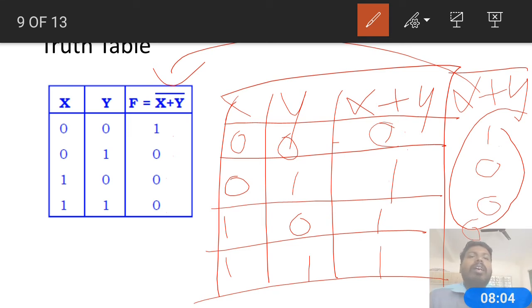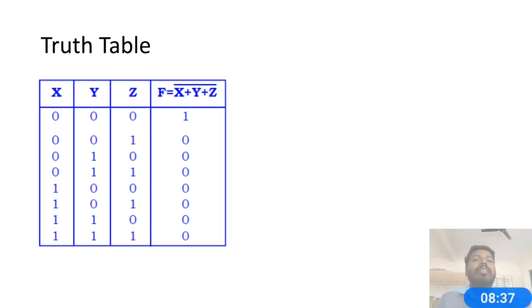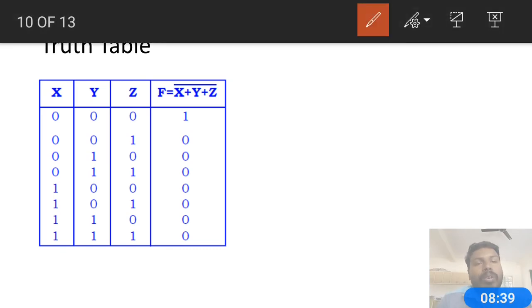How can we understand it? First we have to take the OR operation. So x plus y: 0 plus 0 is 0, 0 plus 1 is 1, 1 plus 0 is 1, 1 plus 1 is 1. Now we have to take the complement of x plus y, the whole complement. 0 complement 1, 1 complement 0, 1 complement 0, 1 complement 0. So this is how to draw the truth table for the NOR gate. Understand? Right. Next, this is the truth table for 3 inputs.